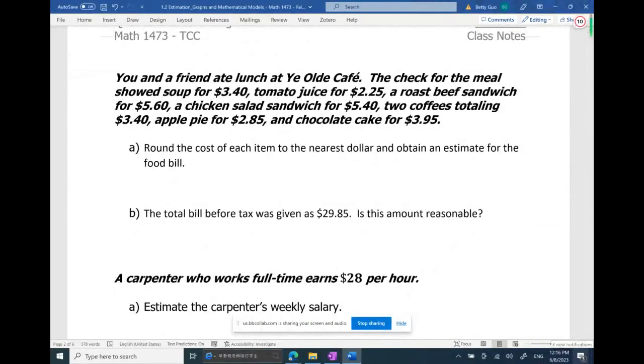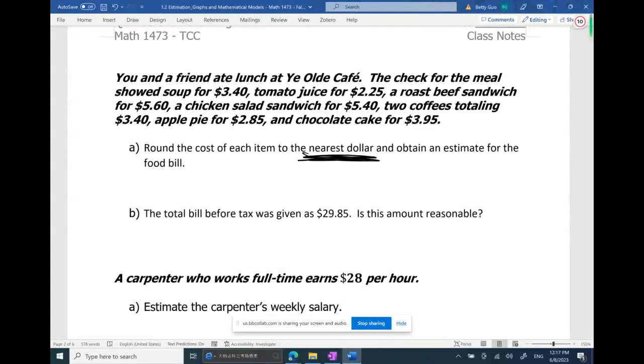And let's see this question. You and a friend ate lunch at a cafe. The check for the meal showed soup for $3.40, tomato juice for $2.25, roast beef sandwich $5.60, chicken salad sandwich $5.40, coffee's total $3.40, apple pie $2.85, chocolate cake $3.95. Round the cost of each item to the nearest dollar. When we work on the homework in assignment 1.2, please read the question carefully, especially the sentence in the parentheses.